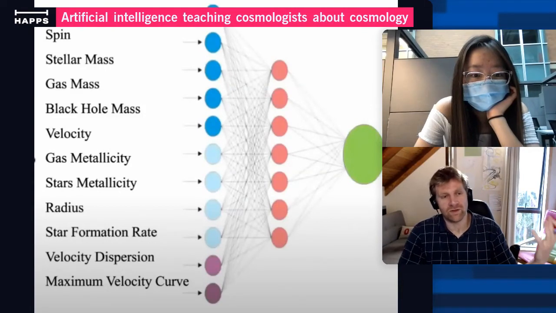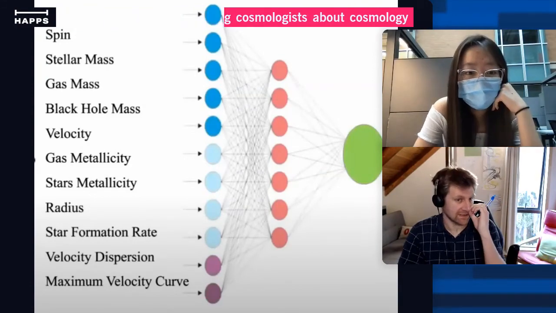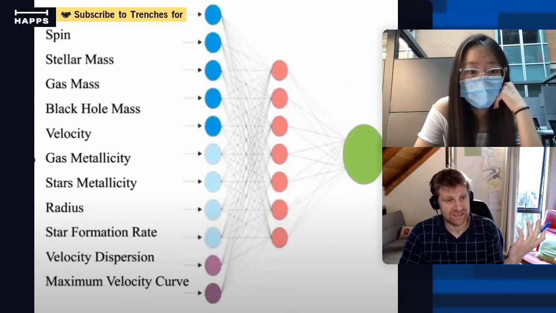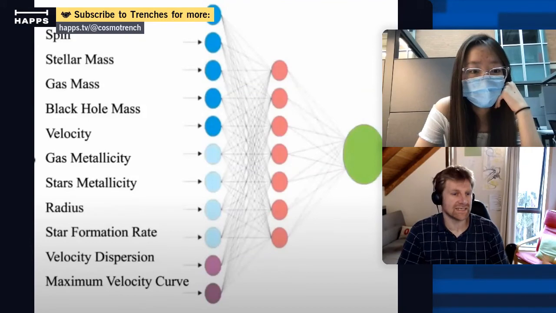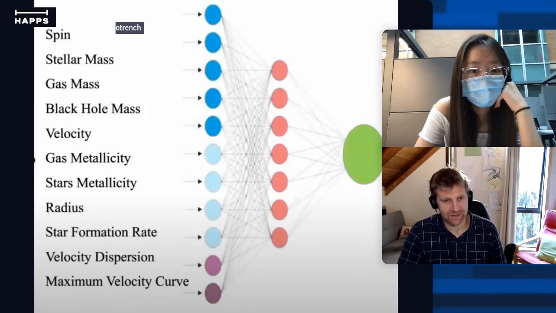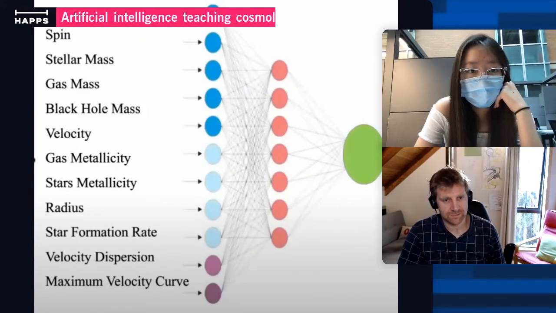But second of all, what's going on physically? Why are the radius, the maximum velocity, and the velocity dispersion more important than the spin, the stellar mass, the gas mass? What is it about these properties that makes them crucial? So let's just start with the how did you interrogate the black box question?